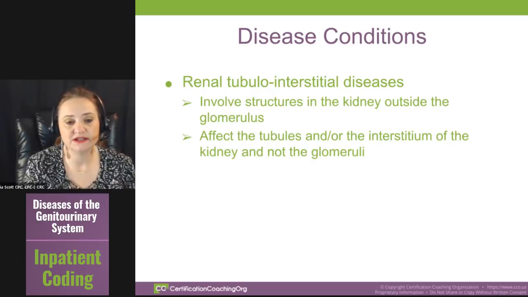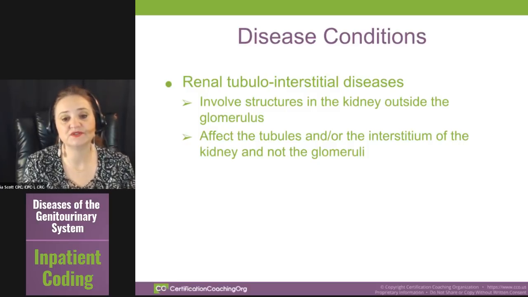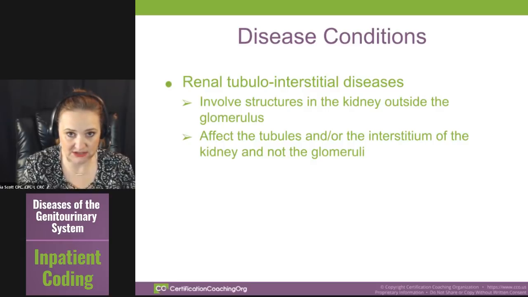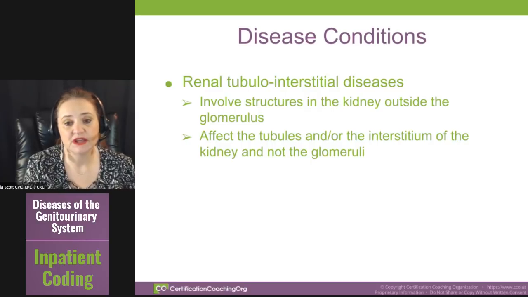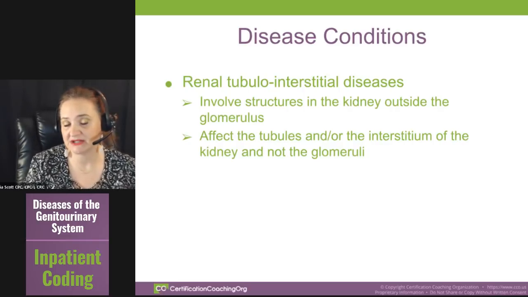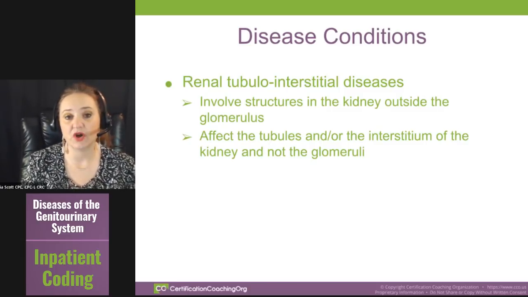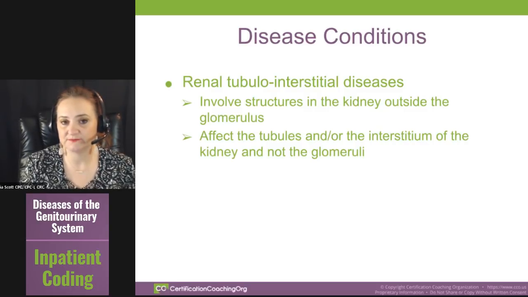We also have a condition called renal interstitial disease, and this is when the structure of the kidney outside the glomerulus is affected. You have not only the glomerulus, you have tubules and interstitium of the kidneys, and not the glomeruli. Now, these terms you're probably not as familiar with because they're not things that we talk about very often, unlike the heart itself and the anatomy of the heart. The kidneys, unless you are in nephrology, you might not see this as much.